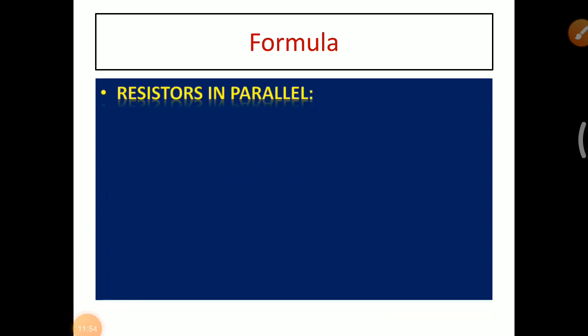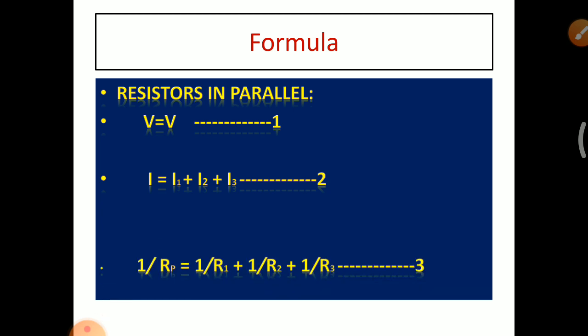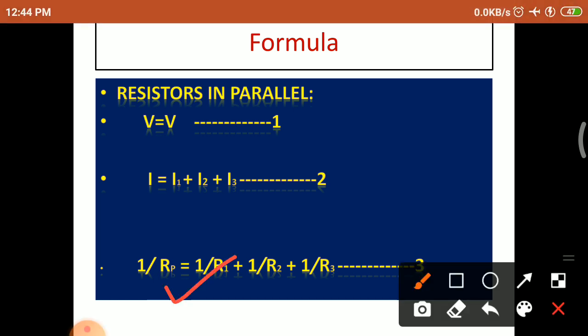The next, resistance in parallel. In parallel combination, we learnt V equal to V and I equal to I1 plus I2 plus I3. 1 by Rp is equal to 1 by R1 plus 1 by R2 plus 1 by R3. Here the Rp is nothing but equivalent resistance or total resistance in parallel combination.